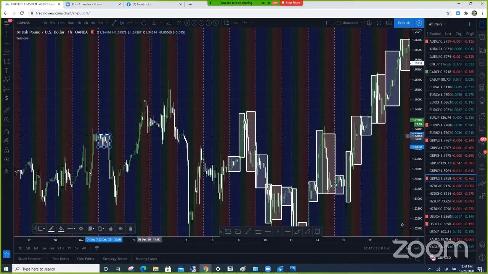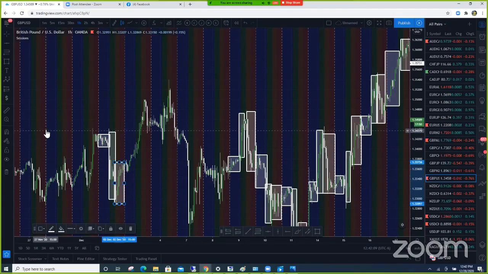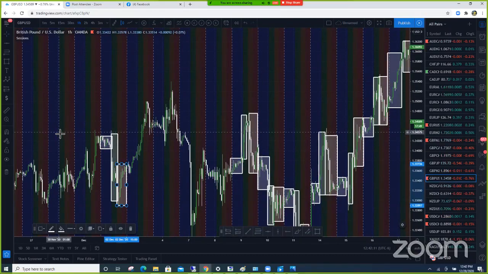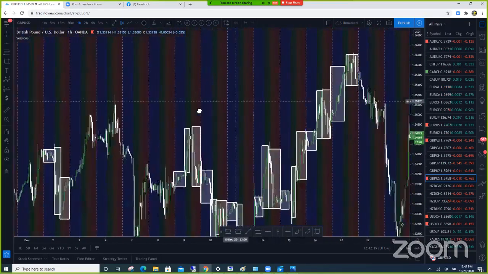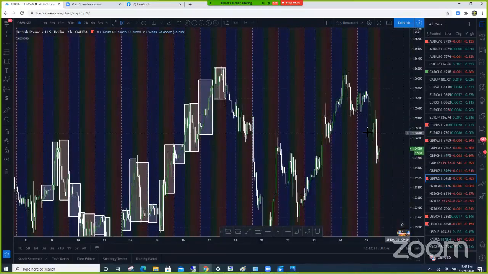So you have an Asian consolidation. That's going to follow with the London breakout. And then that's going to follow with the New York reversal. If you see this, you can literally take advantage of the Forex market, because the Forex market repeats itself over and over again. And a lot of people think it's random. I can go to another pair and let's pick one at random.